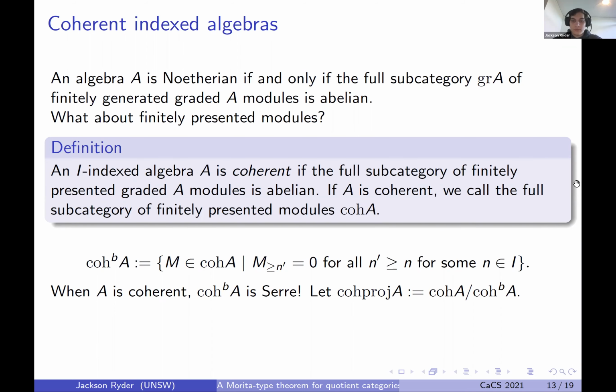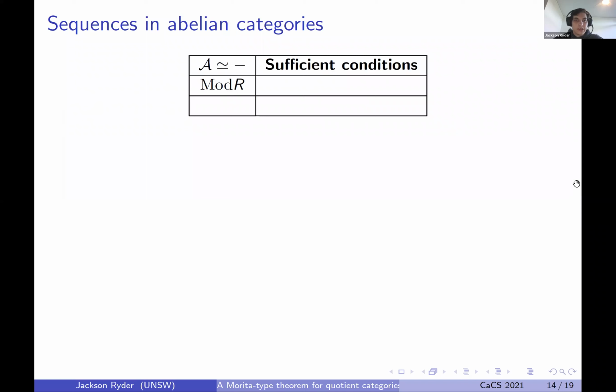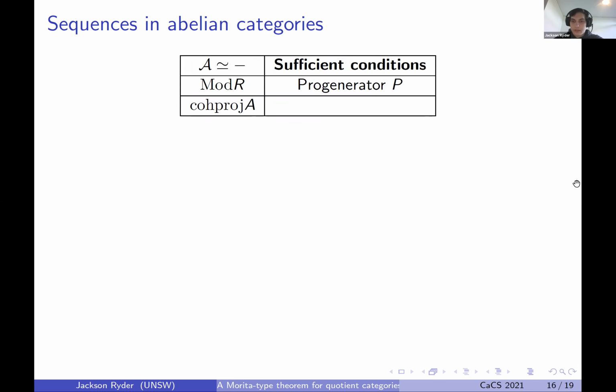We'll call this quotient coproj. And now our question becomes, when is an abelian category equivalent to one of these coproj categories? Let's just take stock for a second. In the classical case, we wanted to know when A is equivalent to the modules over some ring, and we had to look for a progenerator. So now we want to know when A is equivalent to a coproj category, but what do we need to look for? We've actually done the hard work already, figuring out where to go.